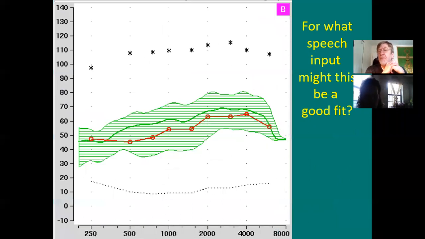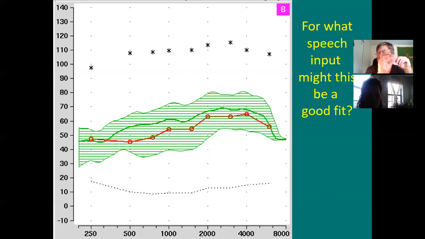Now let's look at this. For what speech input might this be a good fit? And when you're looking at this, well, what do you think? Look at the fit. Where is speech sitting? It's sitting right around the guy's hearing levels. It's sitting right around his thresholds.